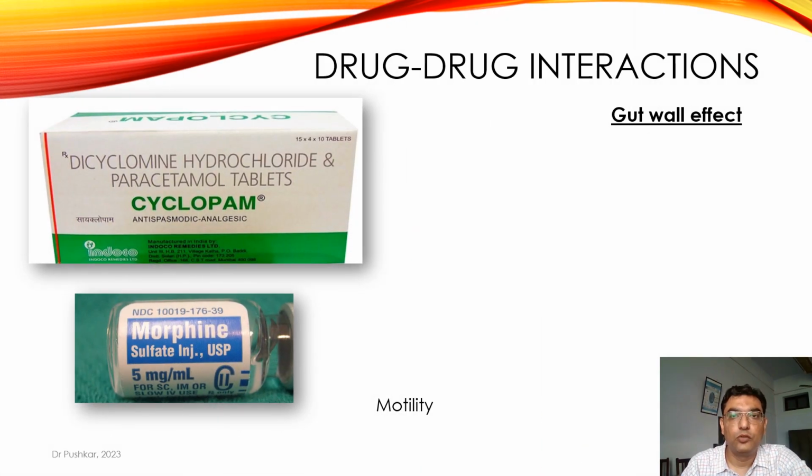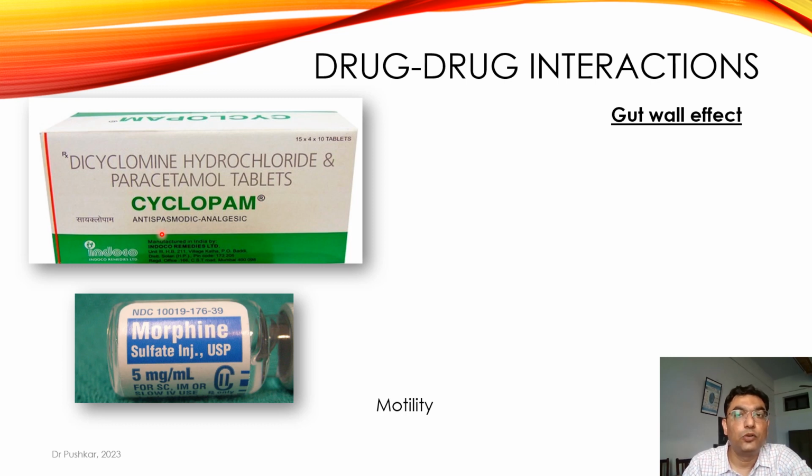Now we will see one more important drug-drug interaction. It is the gut wall effect. We know the drug Cyclopam. It is very commonly used for abdominal pain, because it contains one very important antispasmodic, known as dicyclomine. Dicyclomine is an anticholinergic, and it has antispasmodic activity.